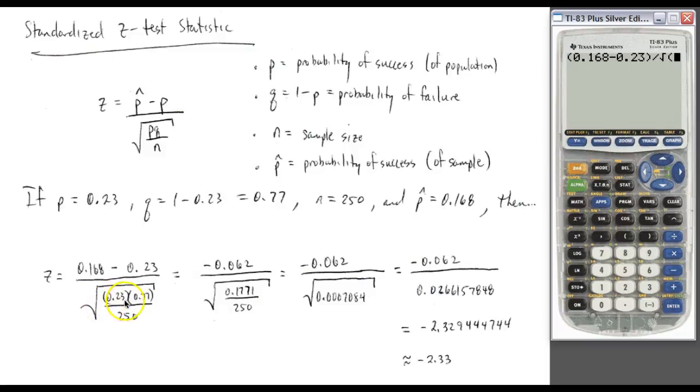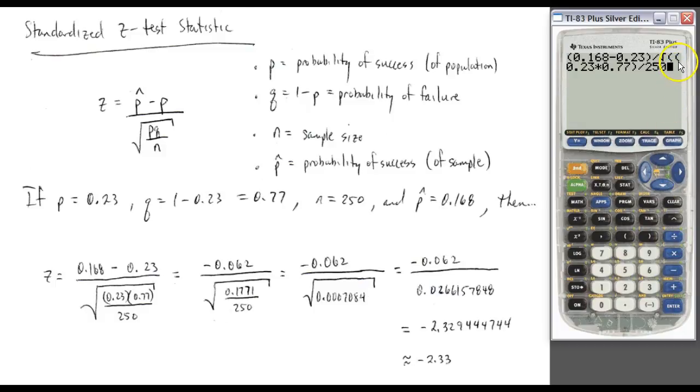To get this looking correctly, we're going to do another open parenthesis so that we can include everything that's in the numerator there. We'll say 0.23 times 0.77 and then close that. I know I have other parentheses here, but since I'm just multiplying these, I can put this all together and order of operations won't be violated. Now that that's done, I need to divide by 250.